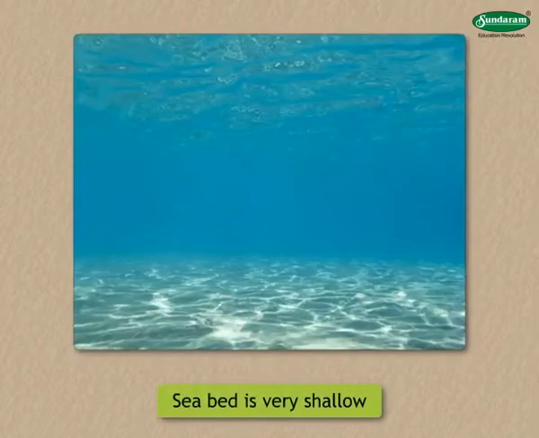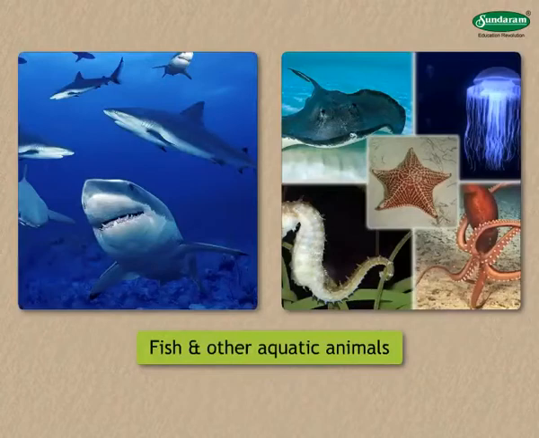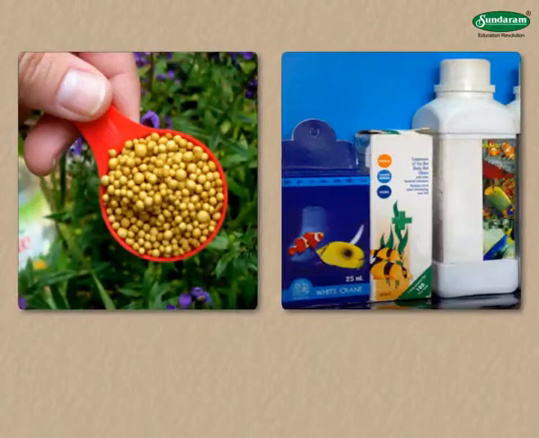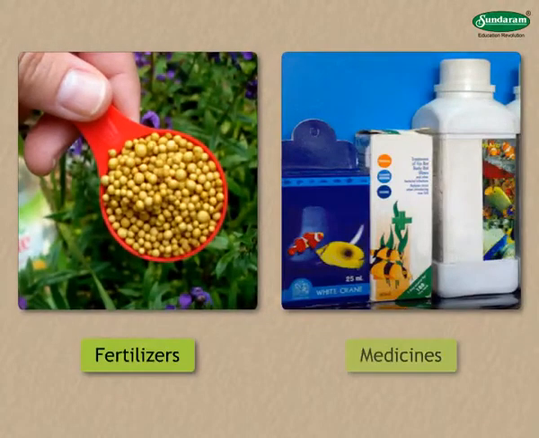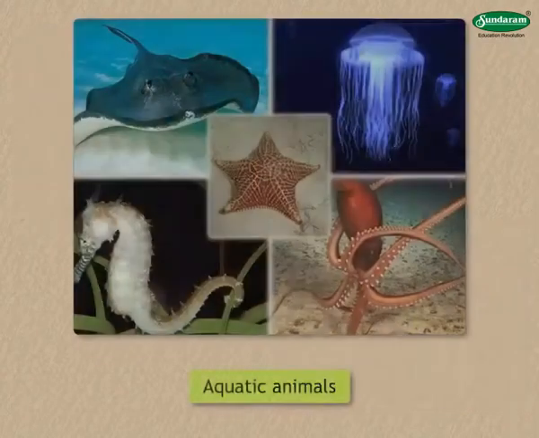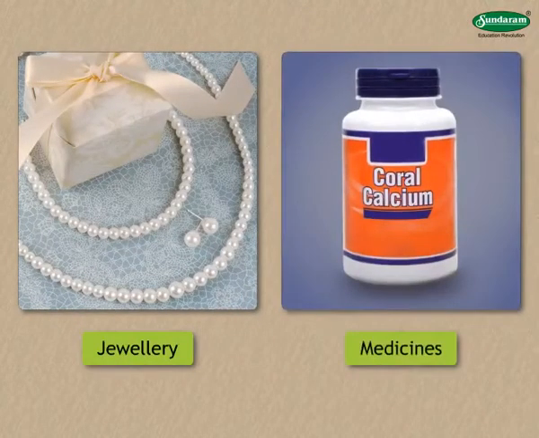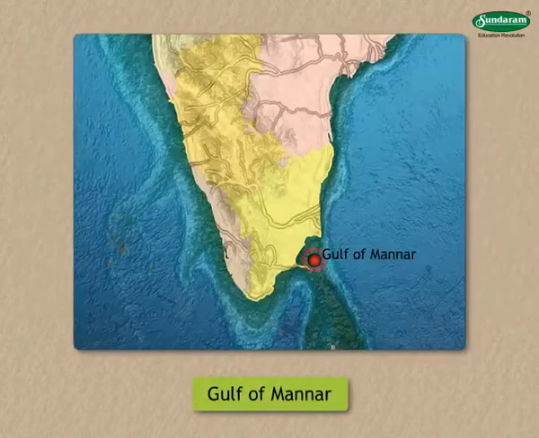The seabed on the western coastline is very shallow and the waters are warm. Fish and other aquatic animals are found in plenty in this water. Fish is used as food and for preparing fertilizers and medicines. Fishing is carried on in the coastal areas from Kutch up to the Sundarbans. Pearls and coral are obtained from some aquatic animals. They are used to make jewelry and medicines. Gulf of Mannar on the southern coastline is well known for this.